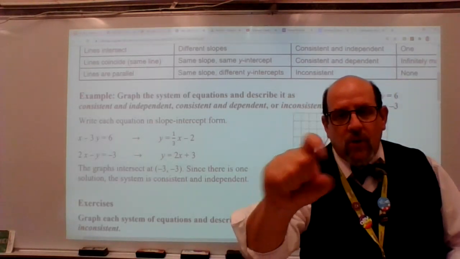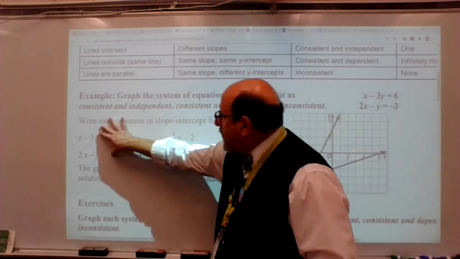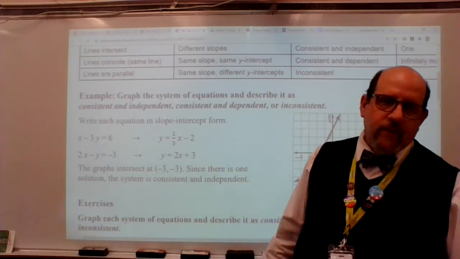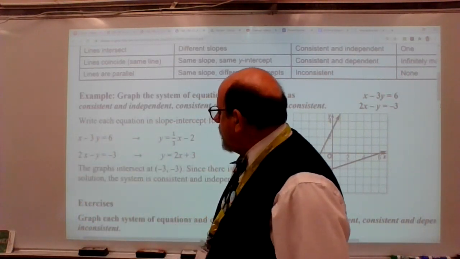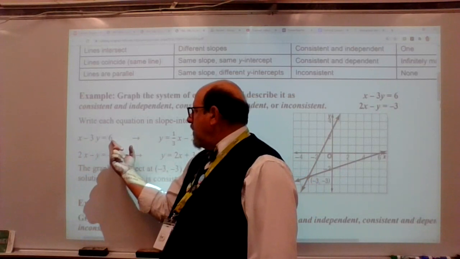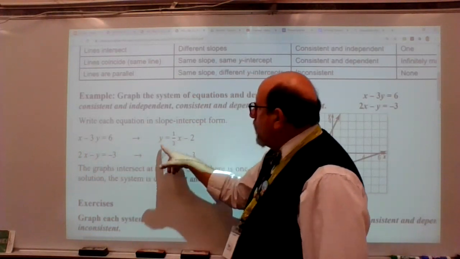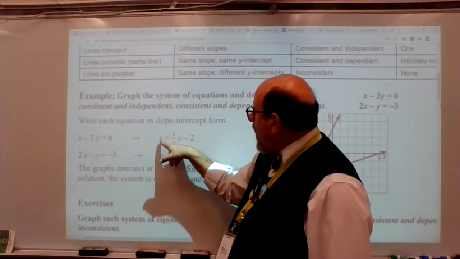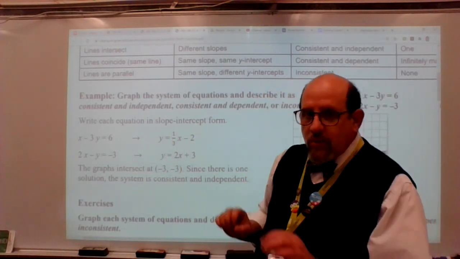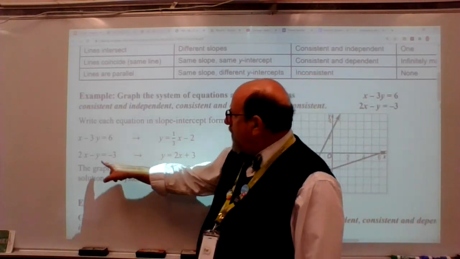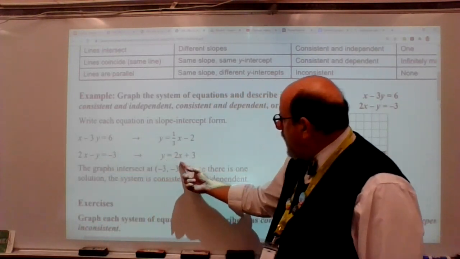Step 1, or step 2 to me, but step 1 is rewrite these in slope-intercept form. We can rewrite this one in slope-intercept form by subtracting x from both sides and dividing everything by negative 3, which would be y equals 1/3 x minus 2. We'll do some on our own so we can get the steps going. I'm just telling you about it now. For this one, subtract 2x, divide by negative 1, and we end up with y equals 2x plus 3.